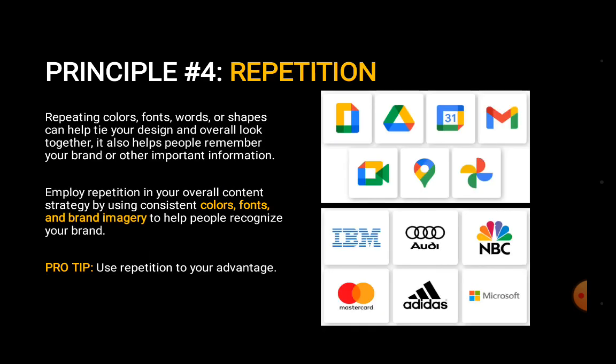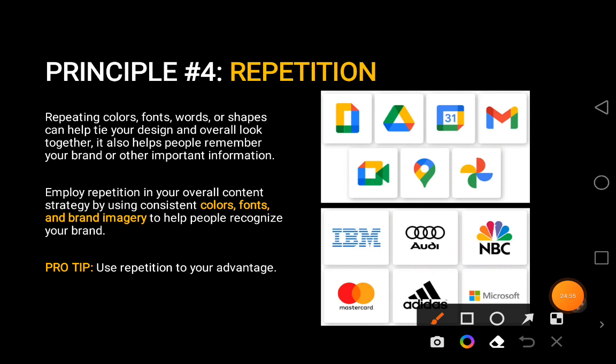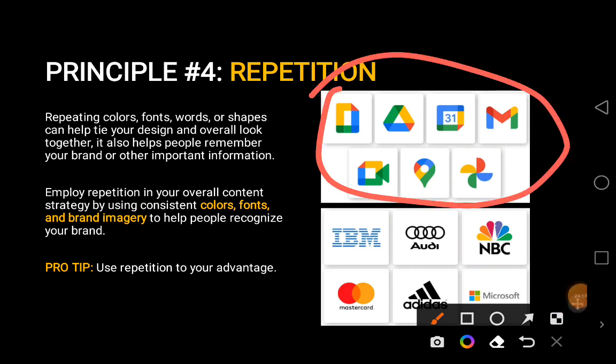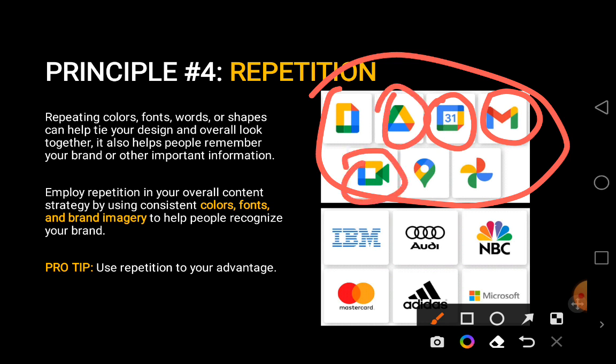Repetition. Repetition is the repeating of colors, fonts, words, any design element you want people to know your brand by. Check these Google products now. In all their designs, they use their complete color set, so no one needs to tell you that this is Google. You know this is Google Mail, Gmail. This is Google Calendar. This is Google Drive. This is maybe Google Video, stuff like that. This is their Google Location, whatever.